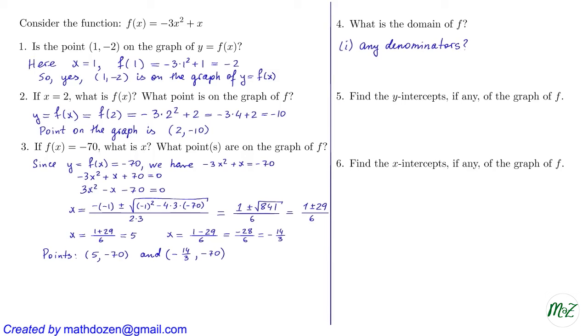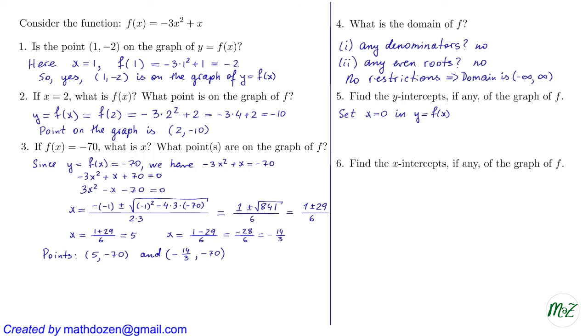Now on to the fourth question. For the domain of this function, we look for any denominators in this function. In the expression for f of x, there are absolutely no denominators. We also look for any even degree roots, and there are absolutely no roots in this function. So neither of the two restrictions is present, so we have no restrictions on the domain of this function. So the domain will be all real numbers, the interval from negative infinity to positive infinity.